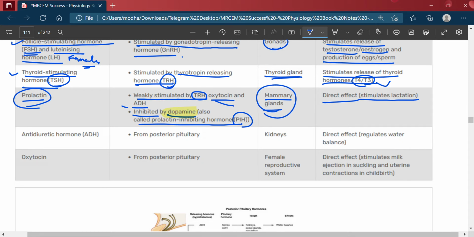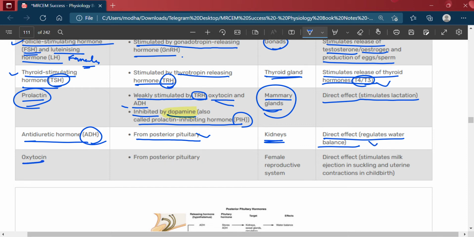Okay, then antidiuretic hormone, ADH. Antidiuretic hormone, ADH, is from the posterior pituitary, and the target organ is the kidney. The direct effect regulates the water balance.